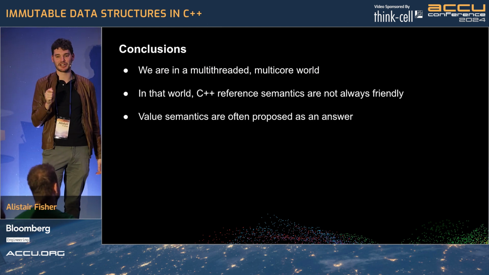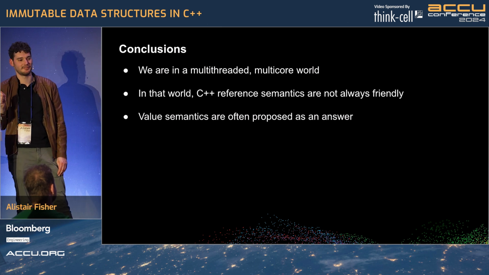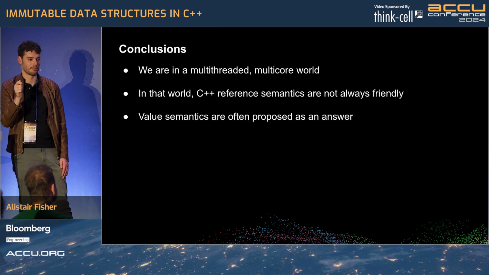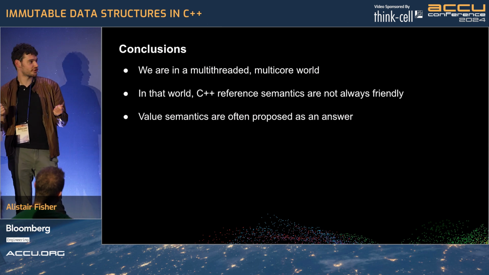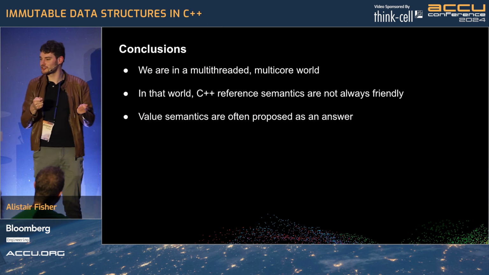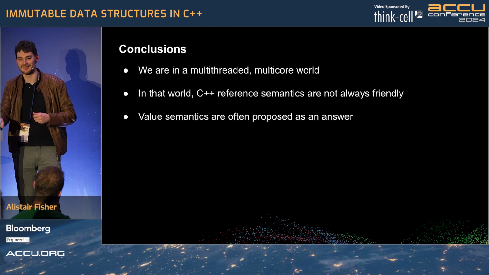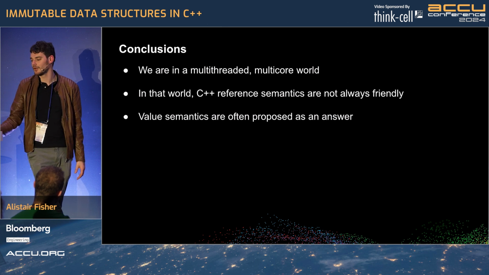Often, there are many presentations saying reference semantics are bad. You should use value semantics and it solves all the problems. And it kind of does, right? Many of the problems we have were solved by value semantics. It just introduces a whole lot of other problems around performance instead. So there isn't a perfect answer here.